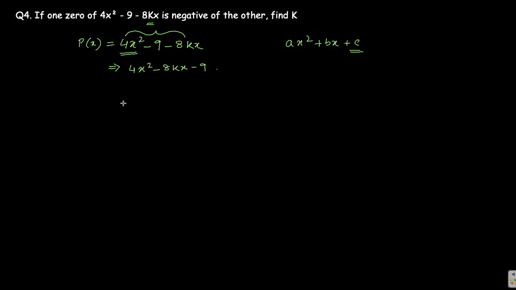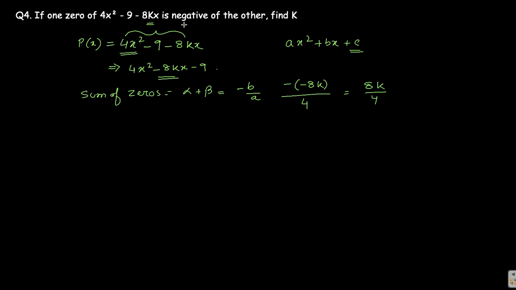Okay, so the sum of zeros is alpha plus beta, equal to minus b by a. What is minus b over here? It is minus of minus 8k, divided by a, and a is 4. So that is 8k by 4.